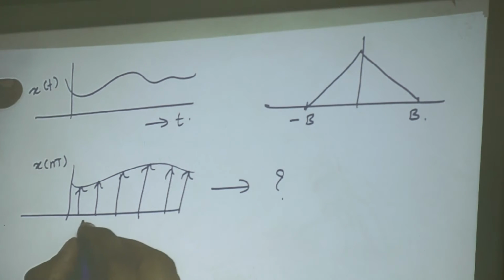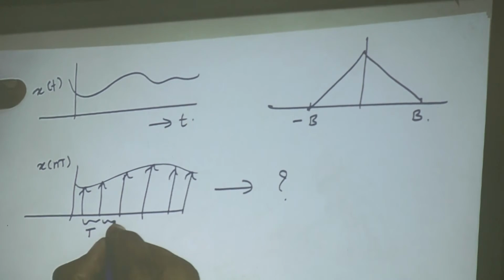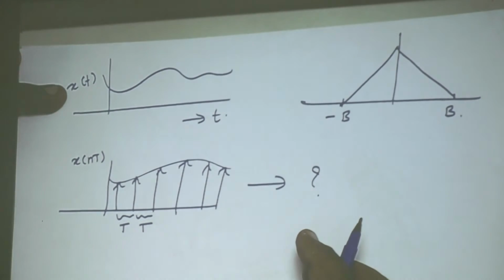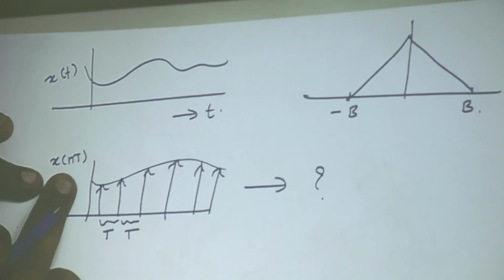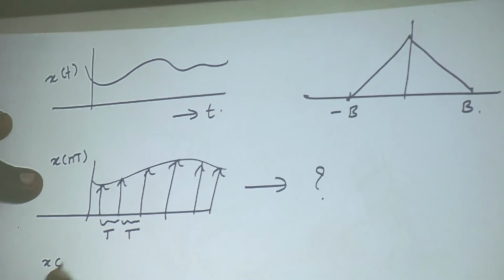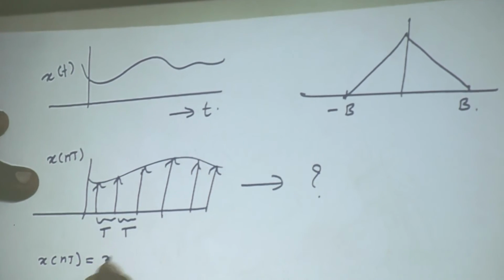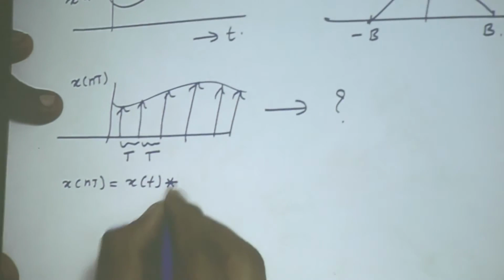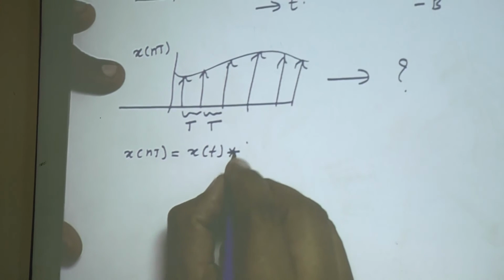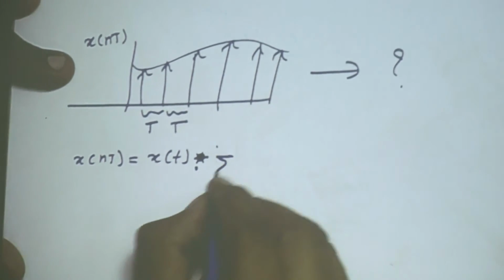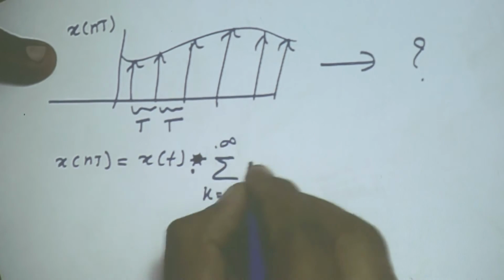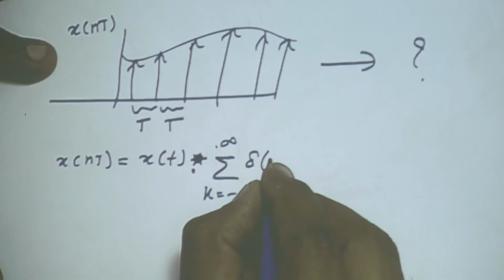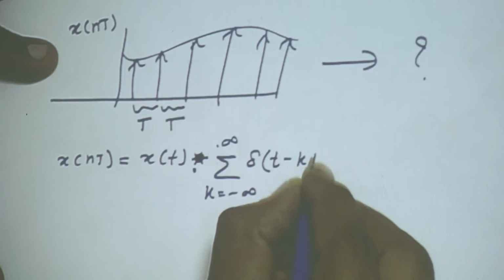Alright. Now what is this? This is capital T. The distance between two is capital T. So how is x of nT formed? x of nT is formed as multiplication of x of t with a train of impulses. This is multiplication. Train of impulses is what? k going from minus infinity to plus infinity, delta t minus kT.